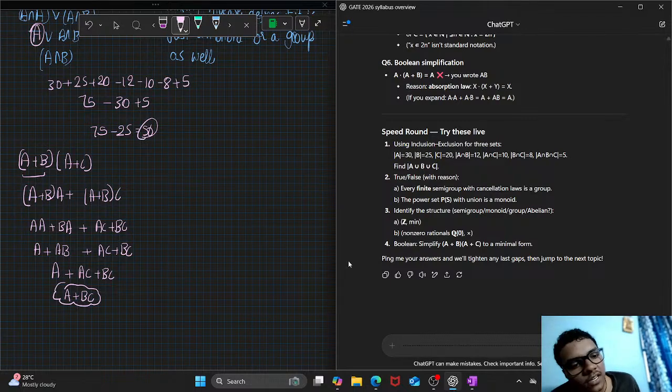So for the inclusion and exclusion principle, I got the answer as 50 using the formula for three sets, and I didn't understand the second and third questions. You have to explain to me. And for the fourth question, I got A plus BC.